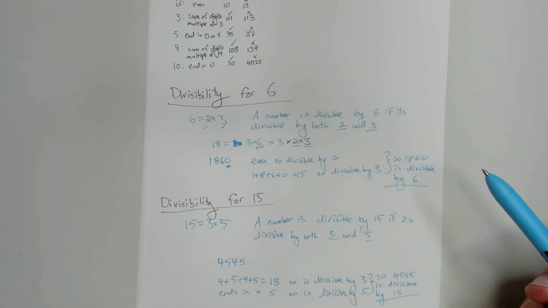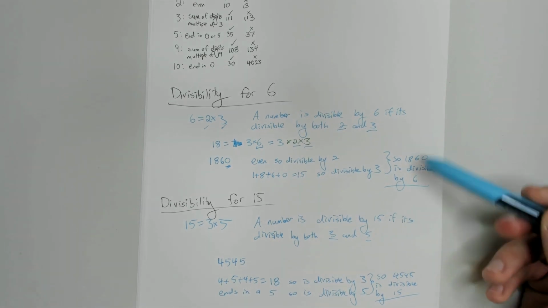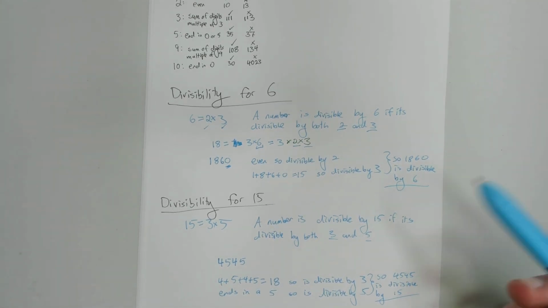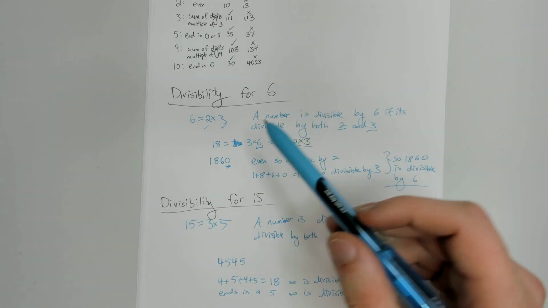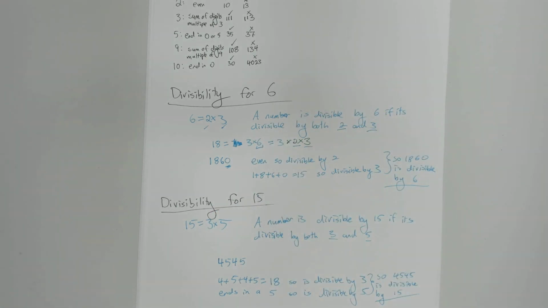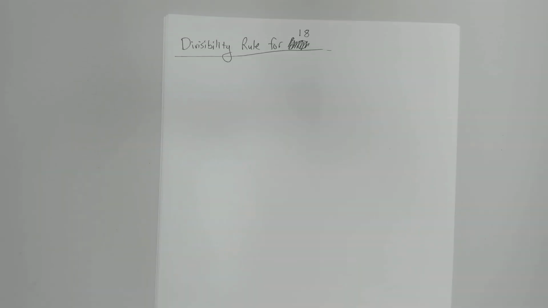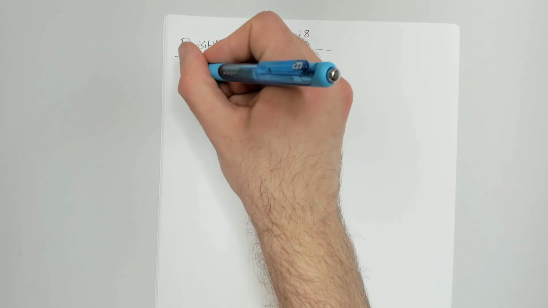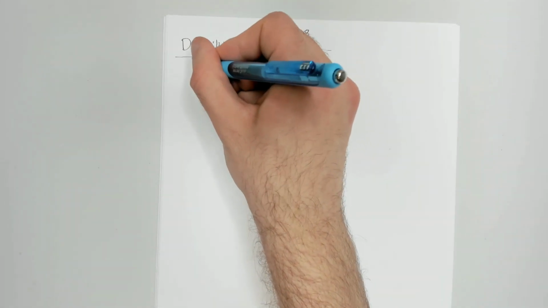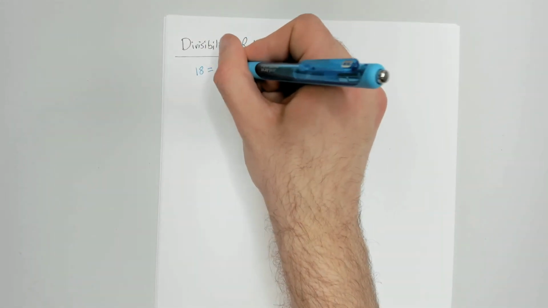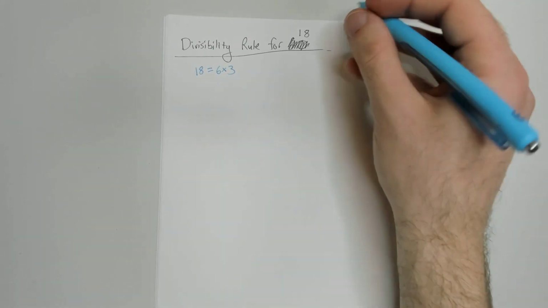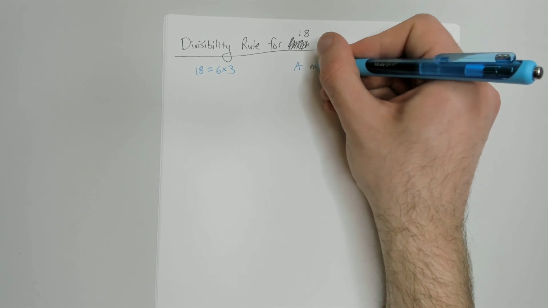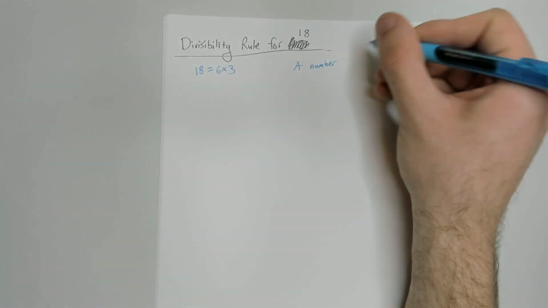But there are also some other instances where it's not as simple as this. Not just for primes, but for other composite numbers, we might not be able to get such a simple divisibility rule by splitting it up into these two pieces. So let me show you what I mean. All right, so now let's look at a divisibility rule for 18. If we consider 18, we know that 18 is just 6 times 3, right? So we do our usual rule process and we say that a number is divisible by 18 if it's divisible by both 6 and 3.